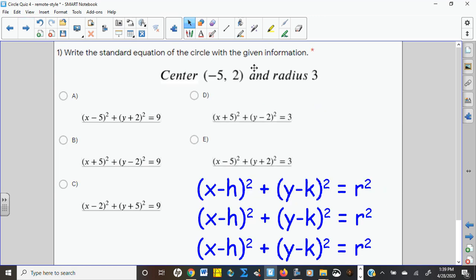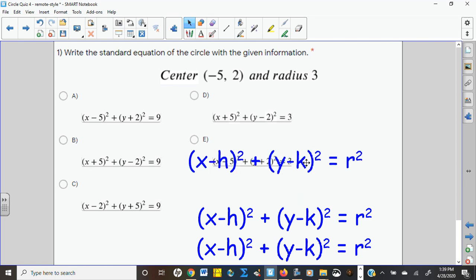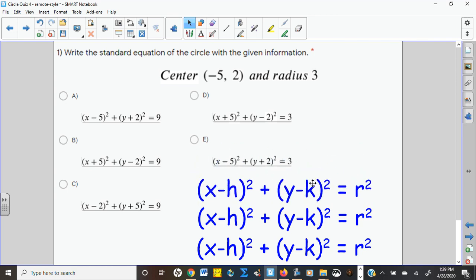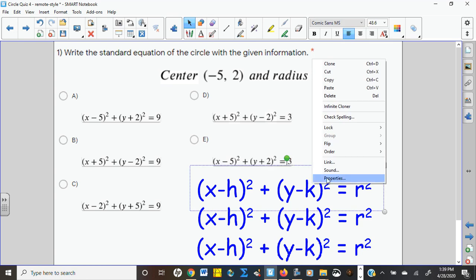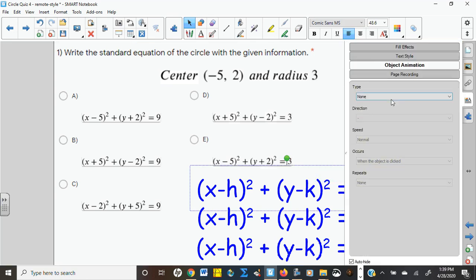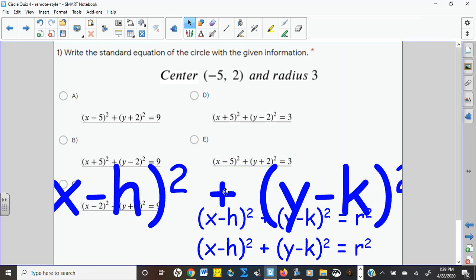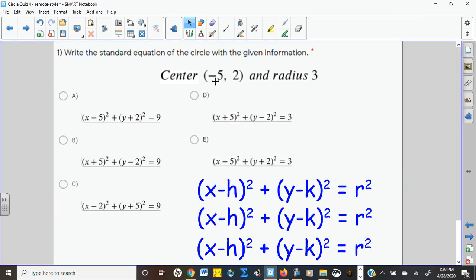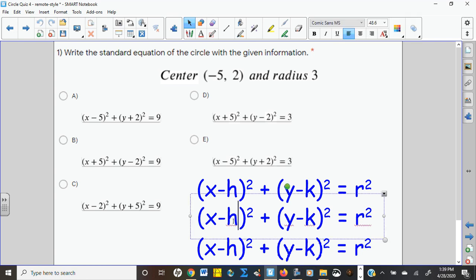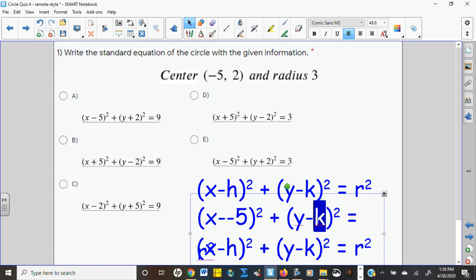Problem number 1 here was just applying the equation of a circle, right? This guy right here. We just need to know what h is, we need to know what k is, and we need to plug them in and figure out what the radius is. It looks like h was -5, k was 2, and r, the radius, was 3.